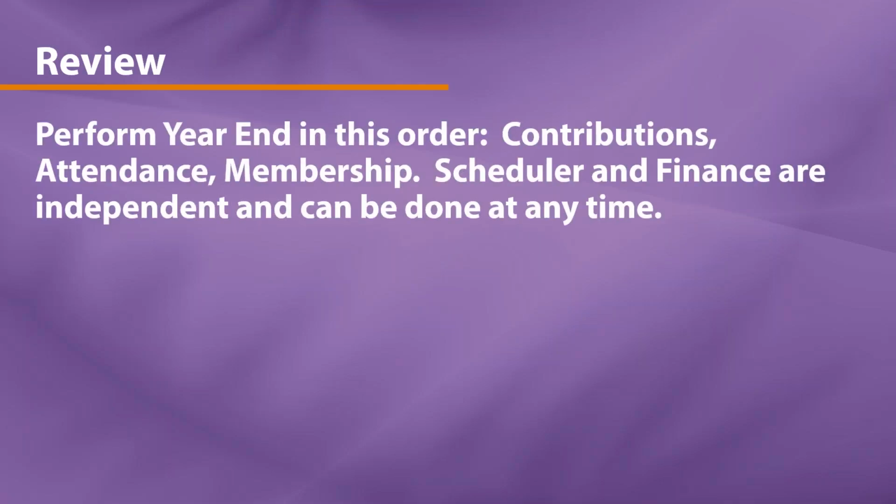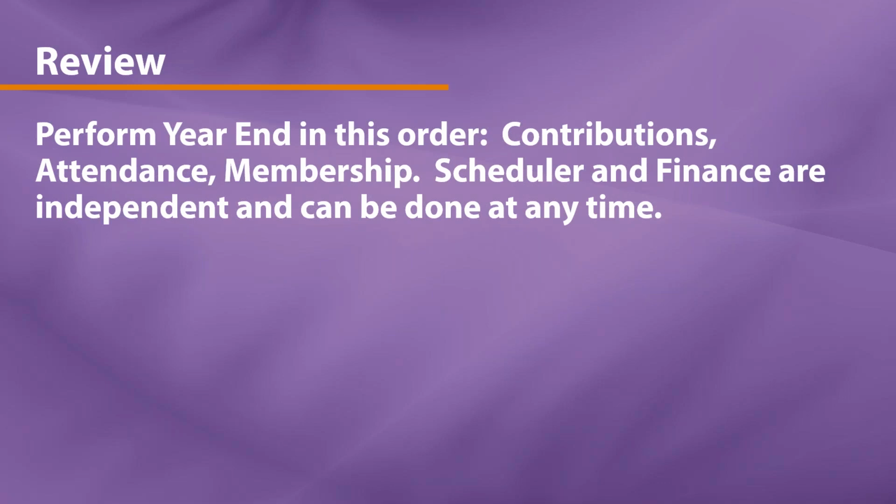And in this review section, we will begin with performing the year-end utility in a specific order. You want to make sure that you always start with contributions, attendance, and then membership. And that assumes that you are using all three of those modules. So let's say you're only using membership, then just run the year-end utility in membership. Or if you're only using contributions and attendance, just run them in that order, skipping any that you don't use.